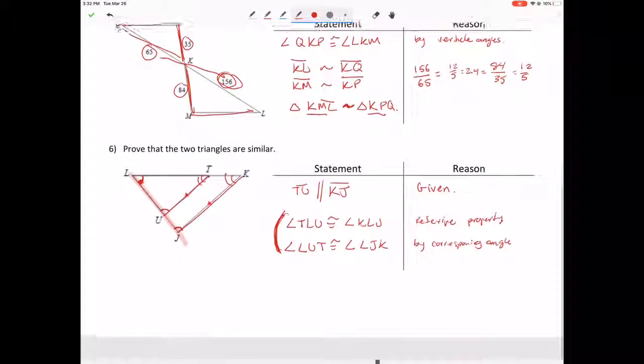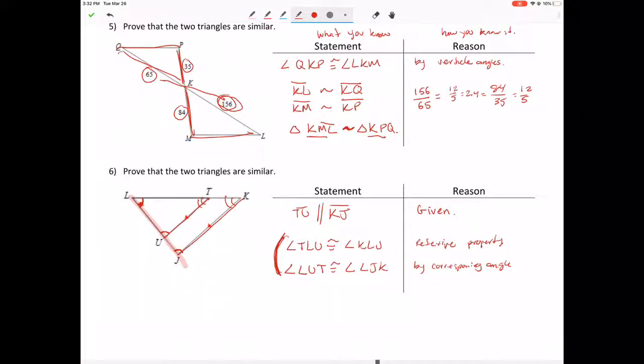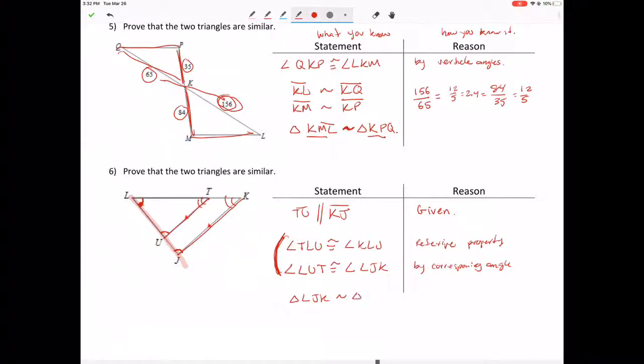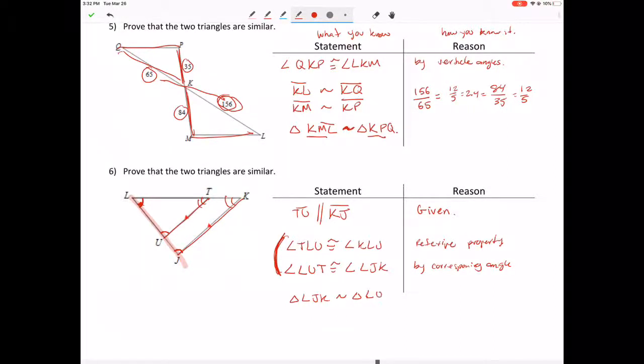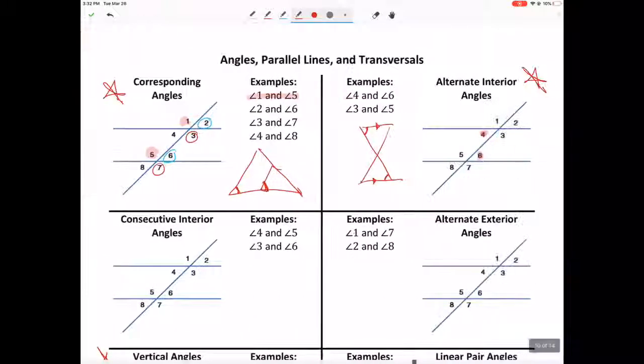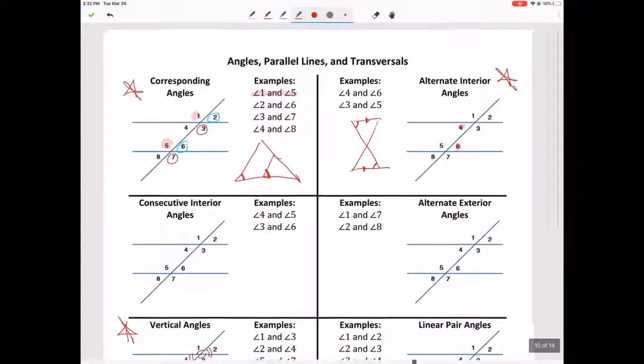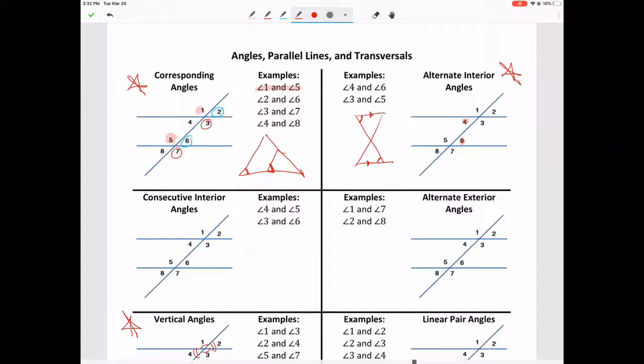Here you just write down, you'd say, well, triangle LJK is similar to triangle LUT by angle similarity.